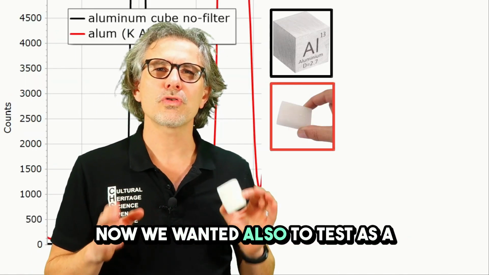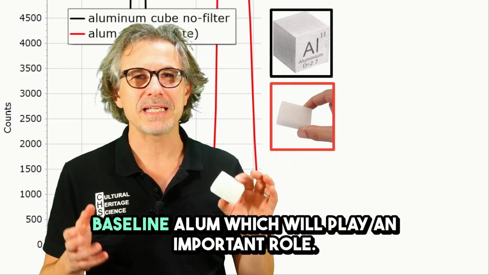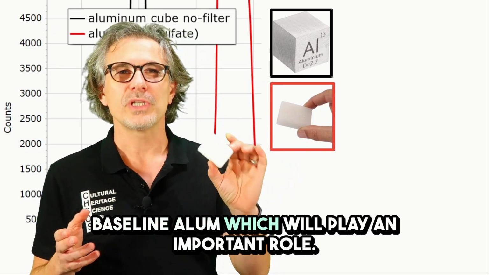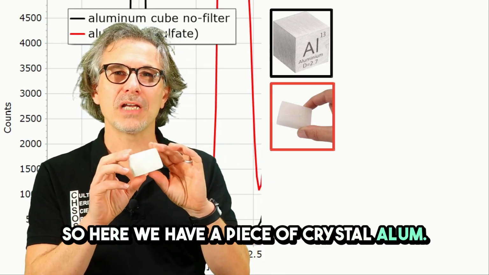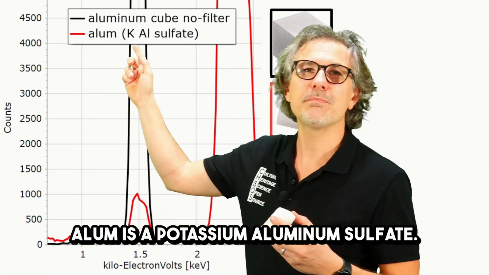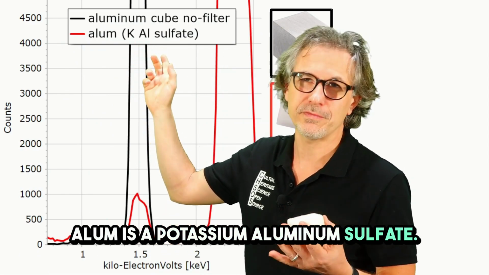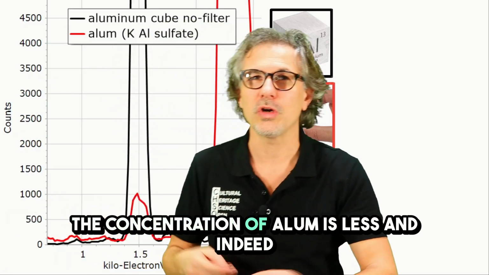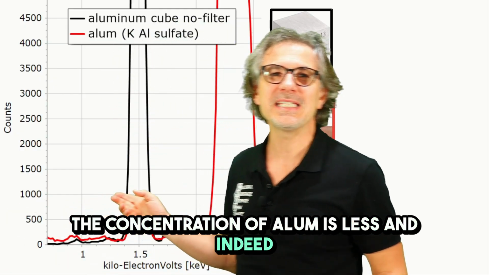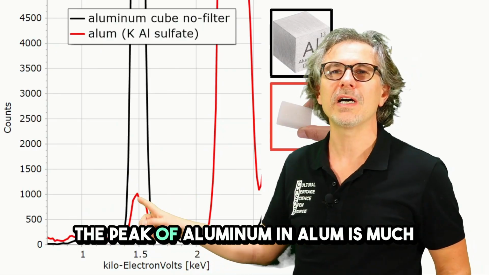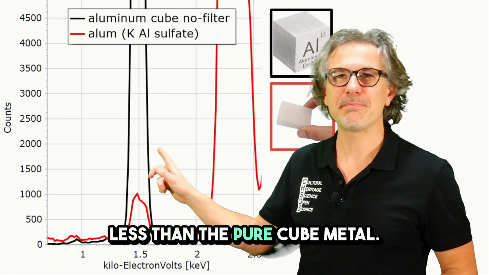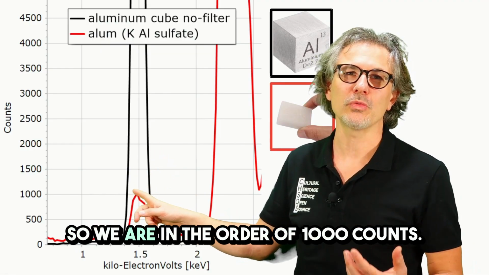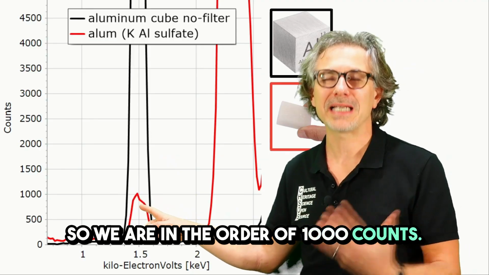Now we wanted also to test as a baseline alum, which will play an important role. So here we have a piece of a crystal alum. Alum is a potassium aluminum sulfate. The concentration of aluminum in alum is less, and indeed the peak of aluminum in alum is much less than the pure metal cube, so we are in the order of 1000 counts.